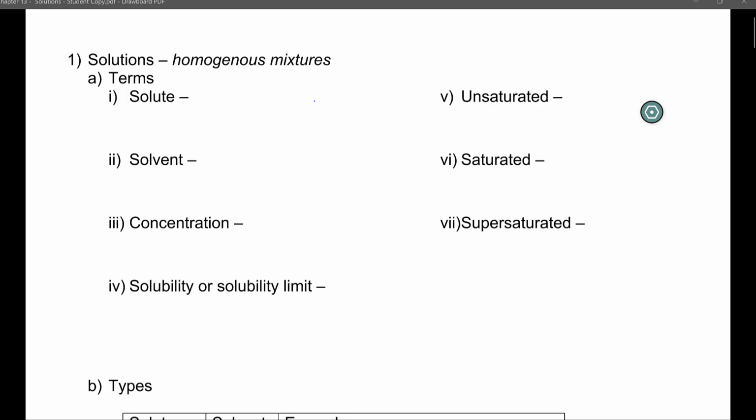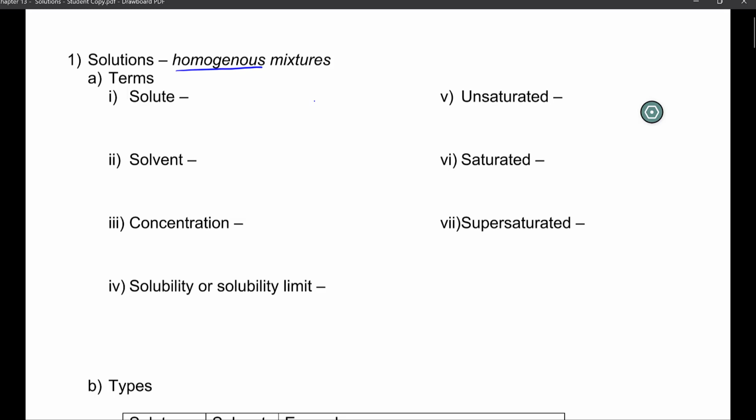So in chapter 13, this is the solutions chapter, and if you remember, a solution is a homogeneous mixture. So when you look at a homogeneous mixture, it has uniform composition throughout. They're usually clear when we think about solutions. That is, you don't see particulate, and there doesn't seem to be anything blocking your view. Now, it could be colored. It could be a red solution, or a colorless solution, or it could be blue, or things like that. But it is homogeneous. It's clear.